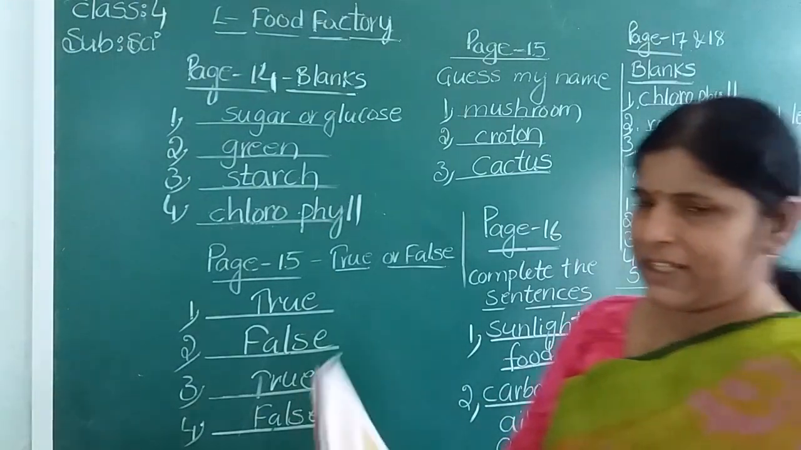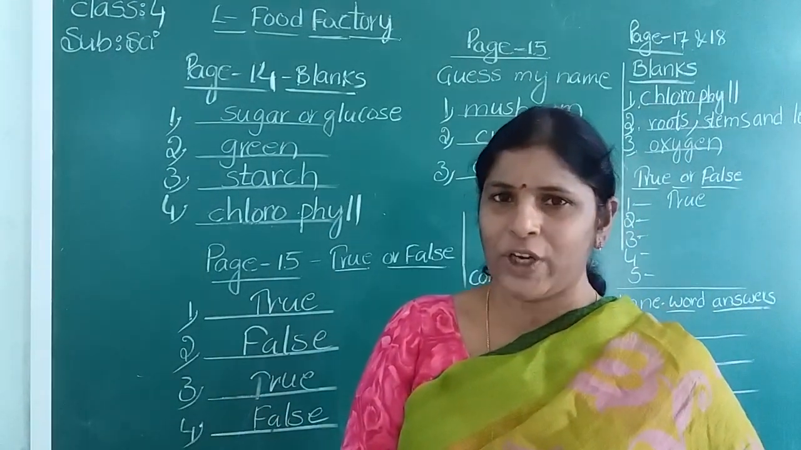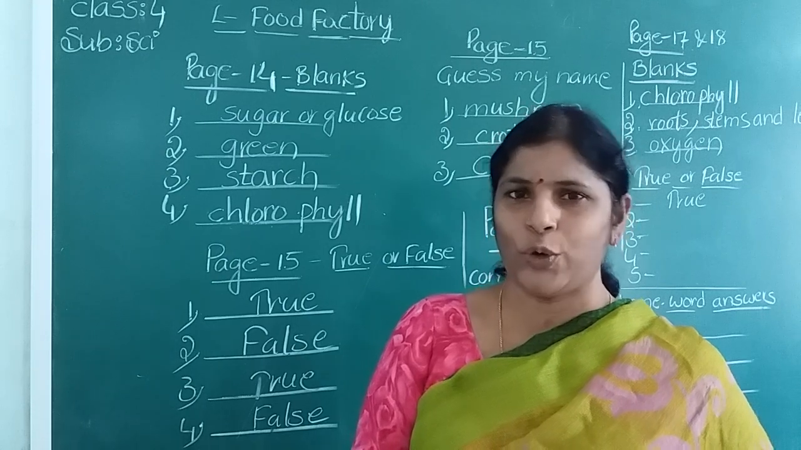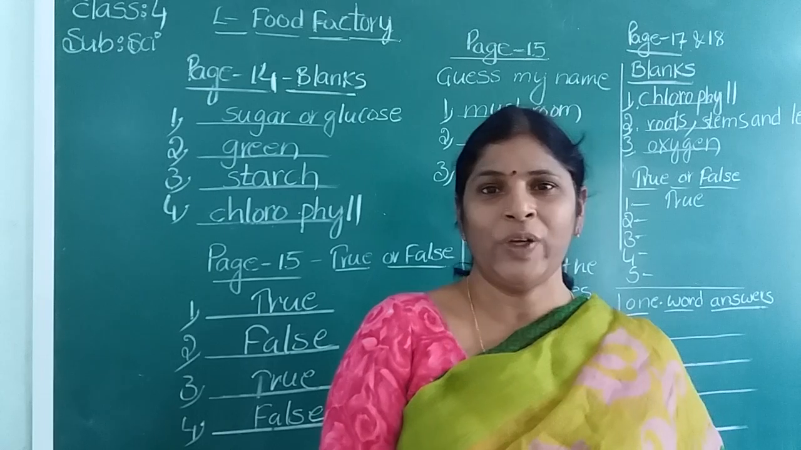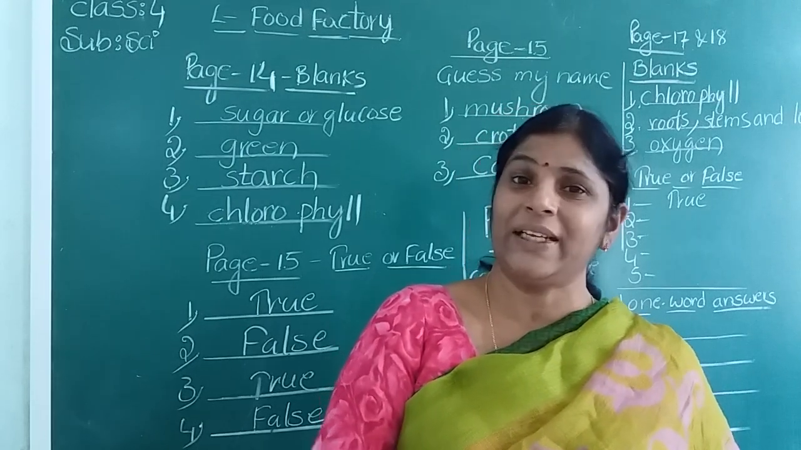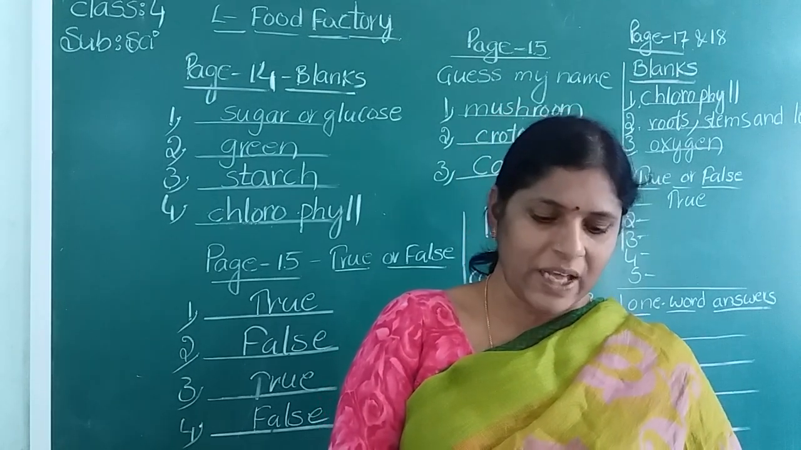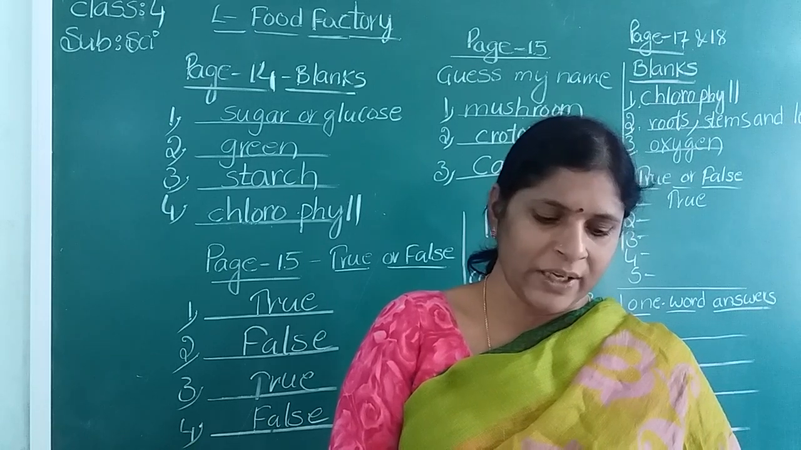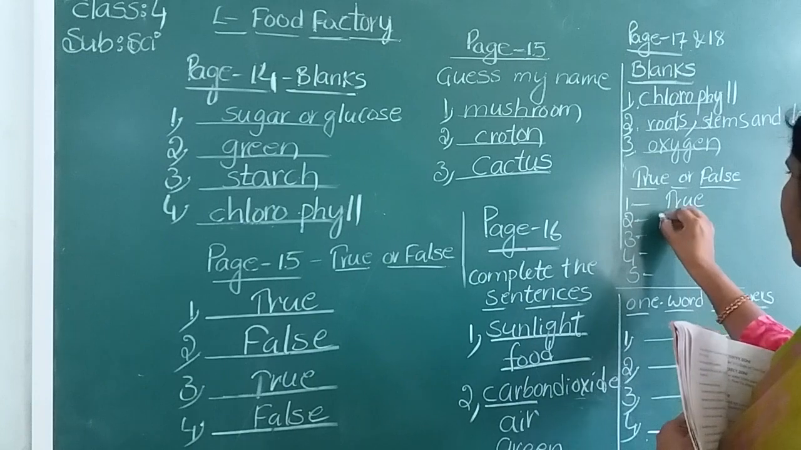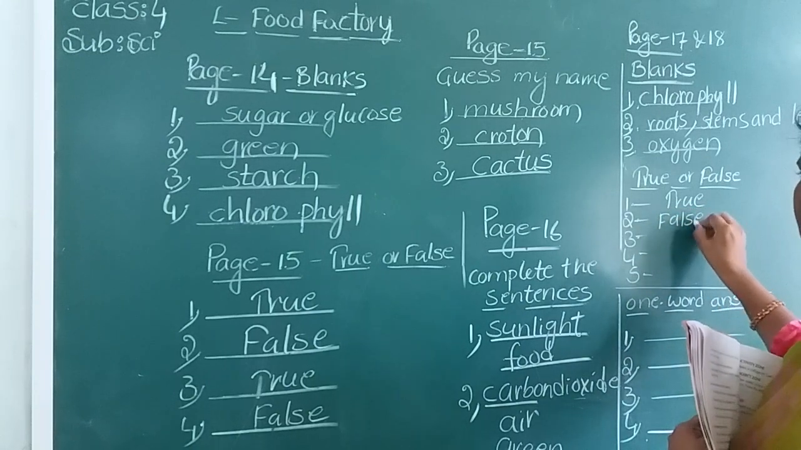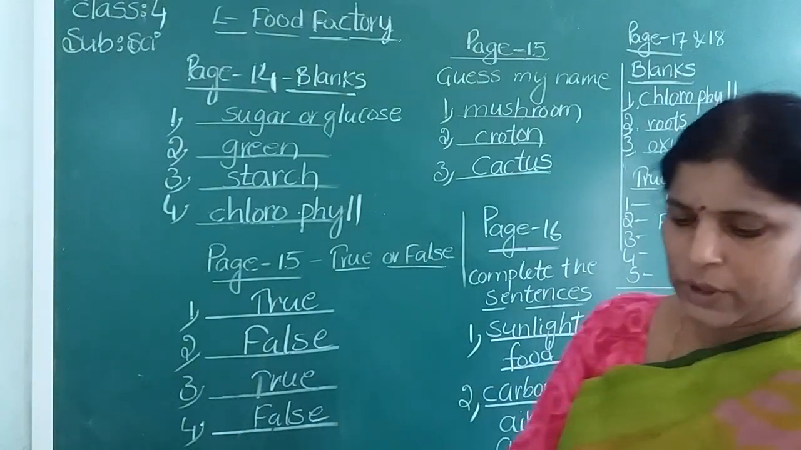Next question. Croton is a non-green plant. No, chlorophyll is also there. But croton leaves are red in color. The red color substance hides the green color substance. Chlorophyll is also there in crotons. So croton is a non-green plant: false. They do contain chlorophyll. Yes, children.